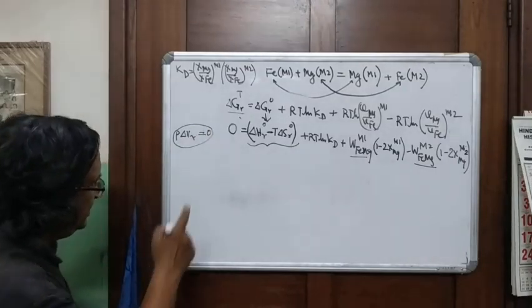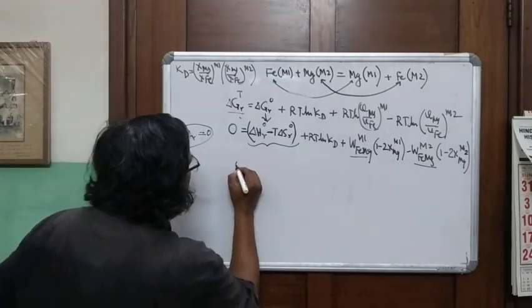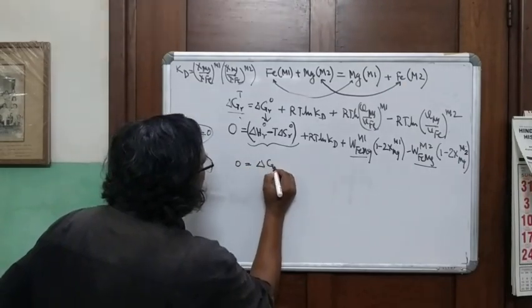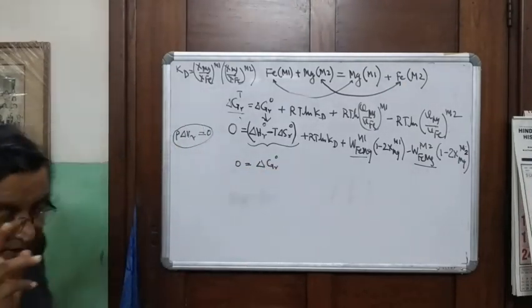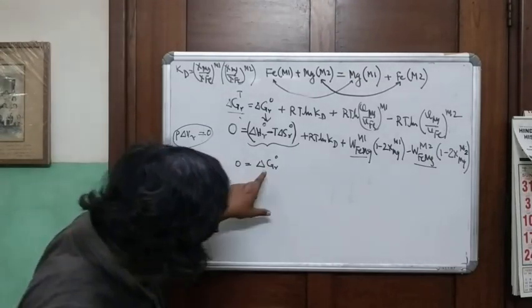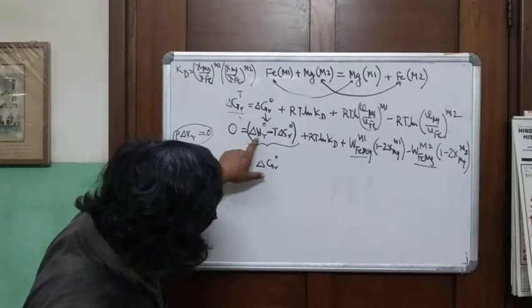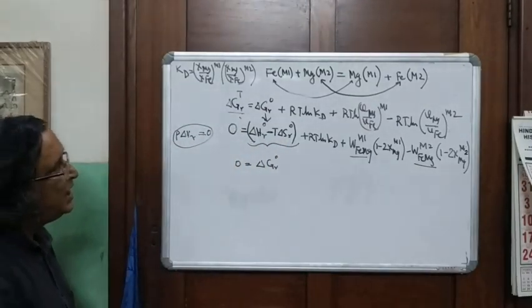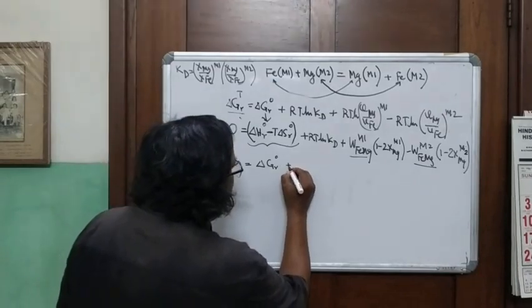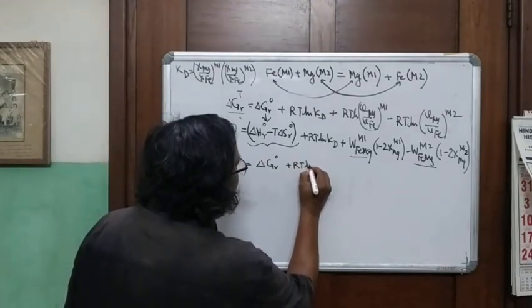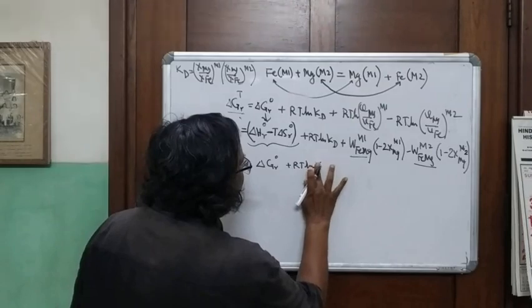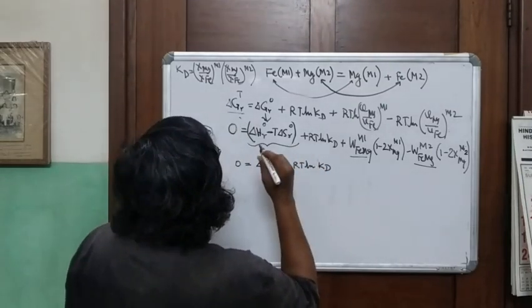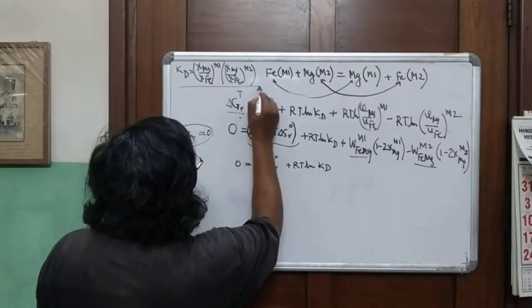So, if we do that, then this expression can be written as 0 is equal to del GR0. Remember, this will become important, that this del GR0 is essentially del HR minus T del SR. Right? And then you have plus RT ln KD, which I have expressed to you before. Yeah, that's KD for you still.